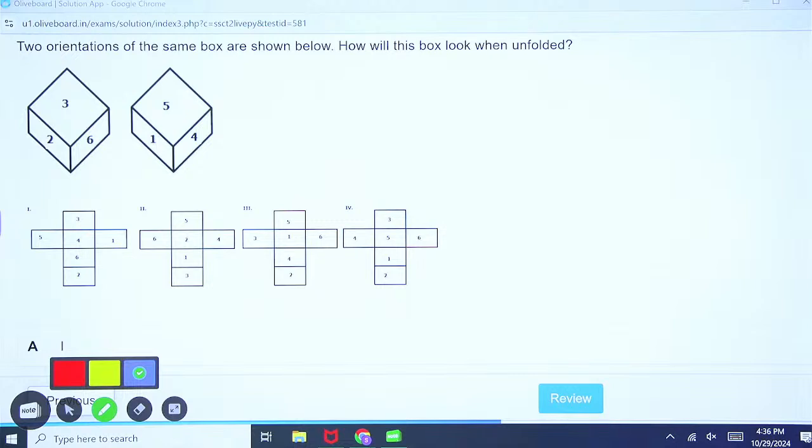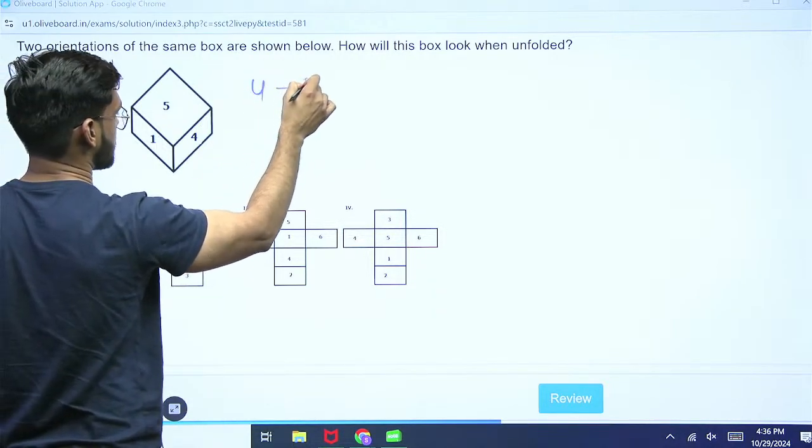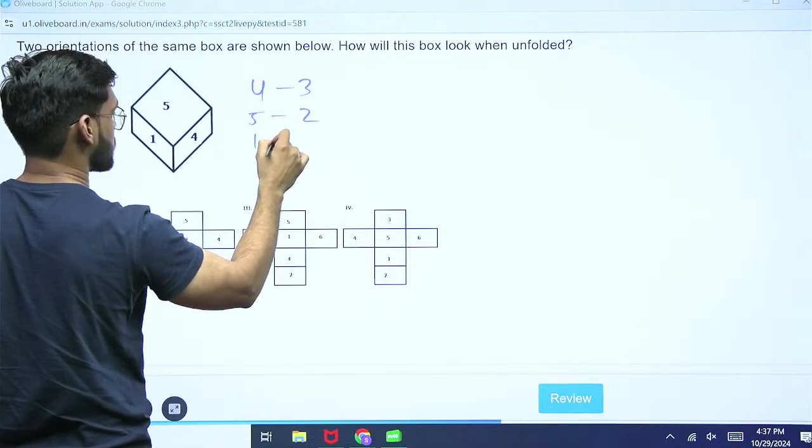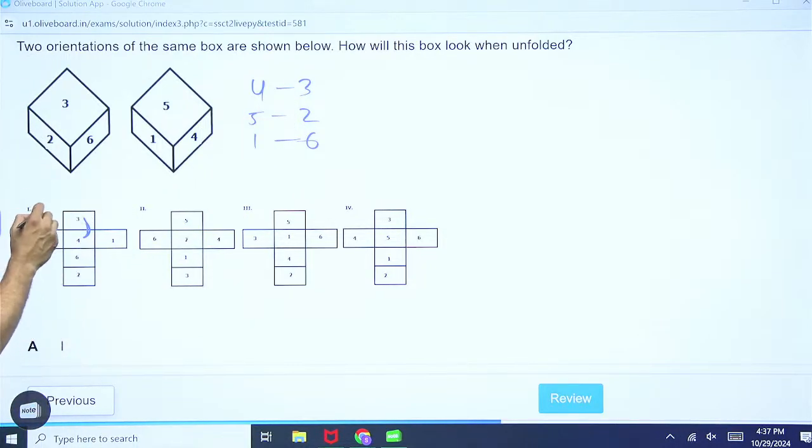Okay. So if I'm assuming this as the standard dice, then the opposite of 4 should be 3, opposite of 5 should be 2, and opposite of 1 should be 6. Two orientations of the same box are shown below. How will this box look when unfolded? So the opposite of 3 is 4. So 3 and 4 cannot come together, and hence the first option is wrong.